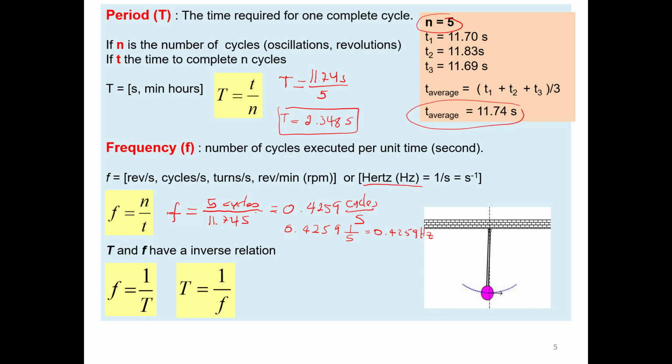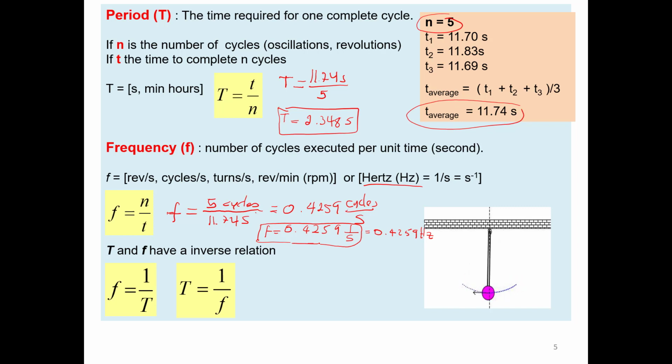What can be the possible units for frequency? It can be revolutions per second, cycles per second, turns per second, or revolutions per minute. Or it can be hertz. Hertz means 1/second, another way to write 1/second, or seconds to the -1 power. Now we know this is the period and this is the frequency.